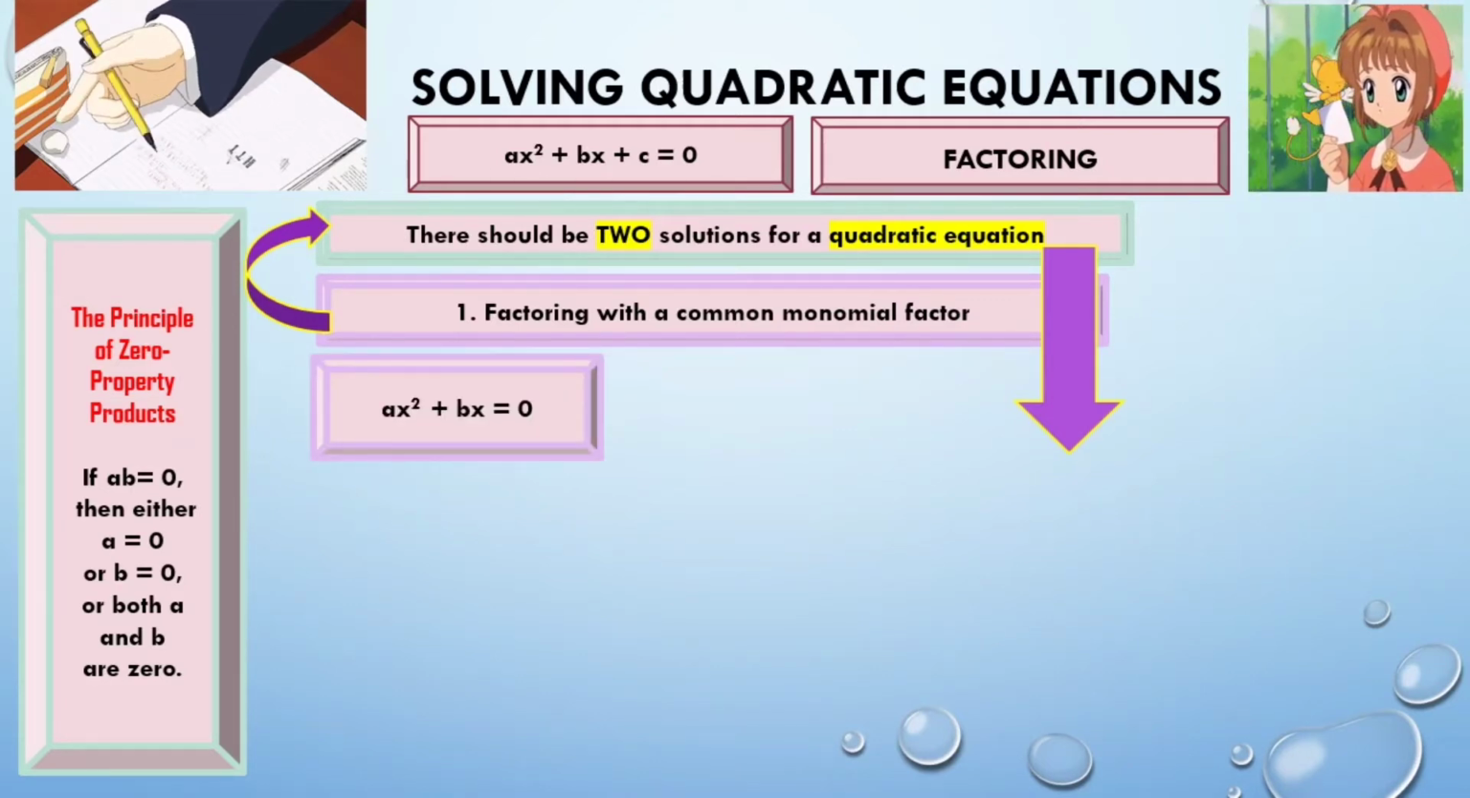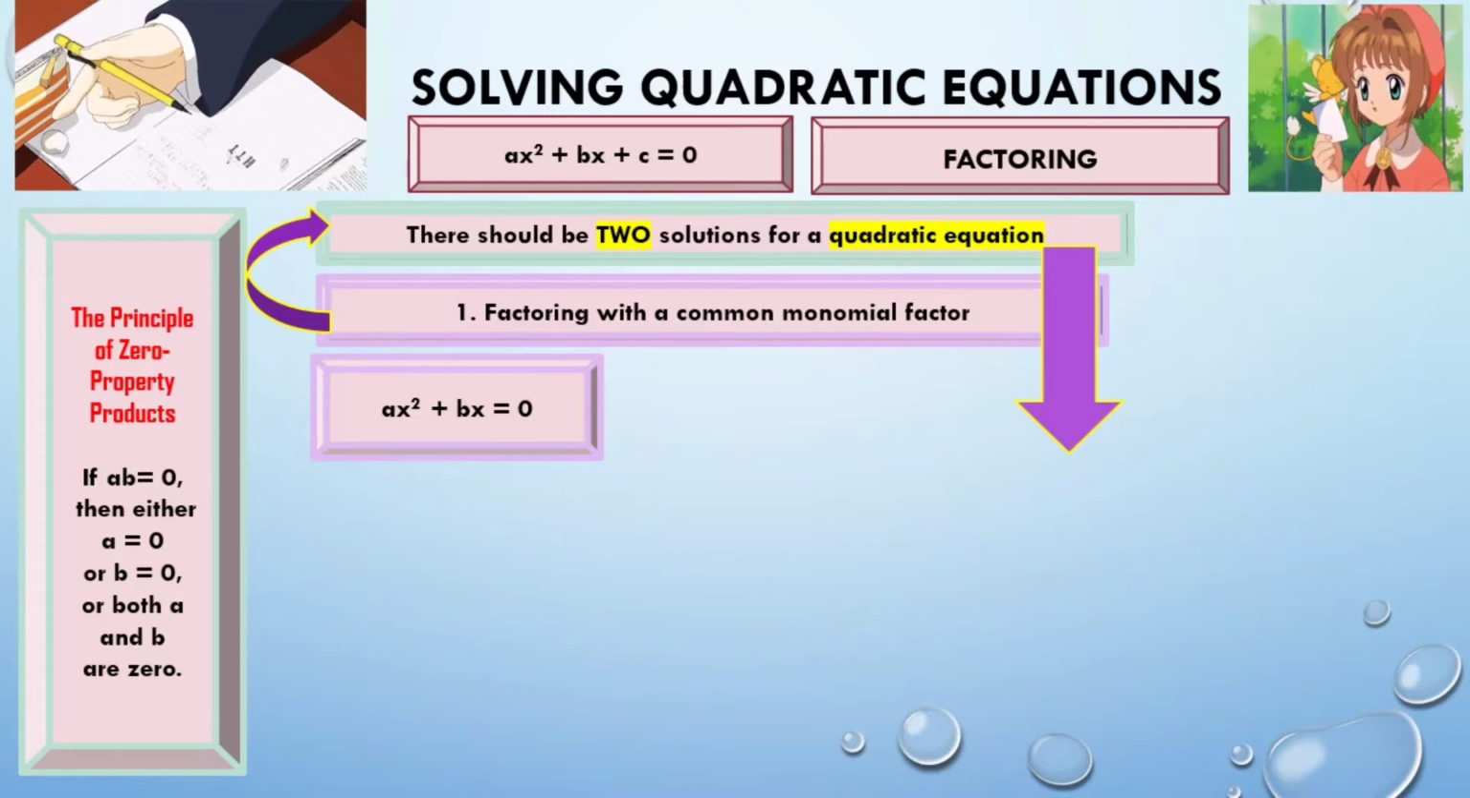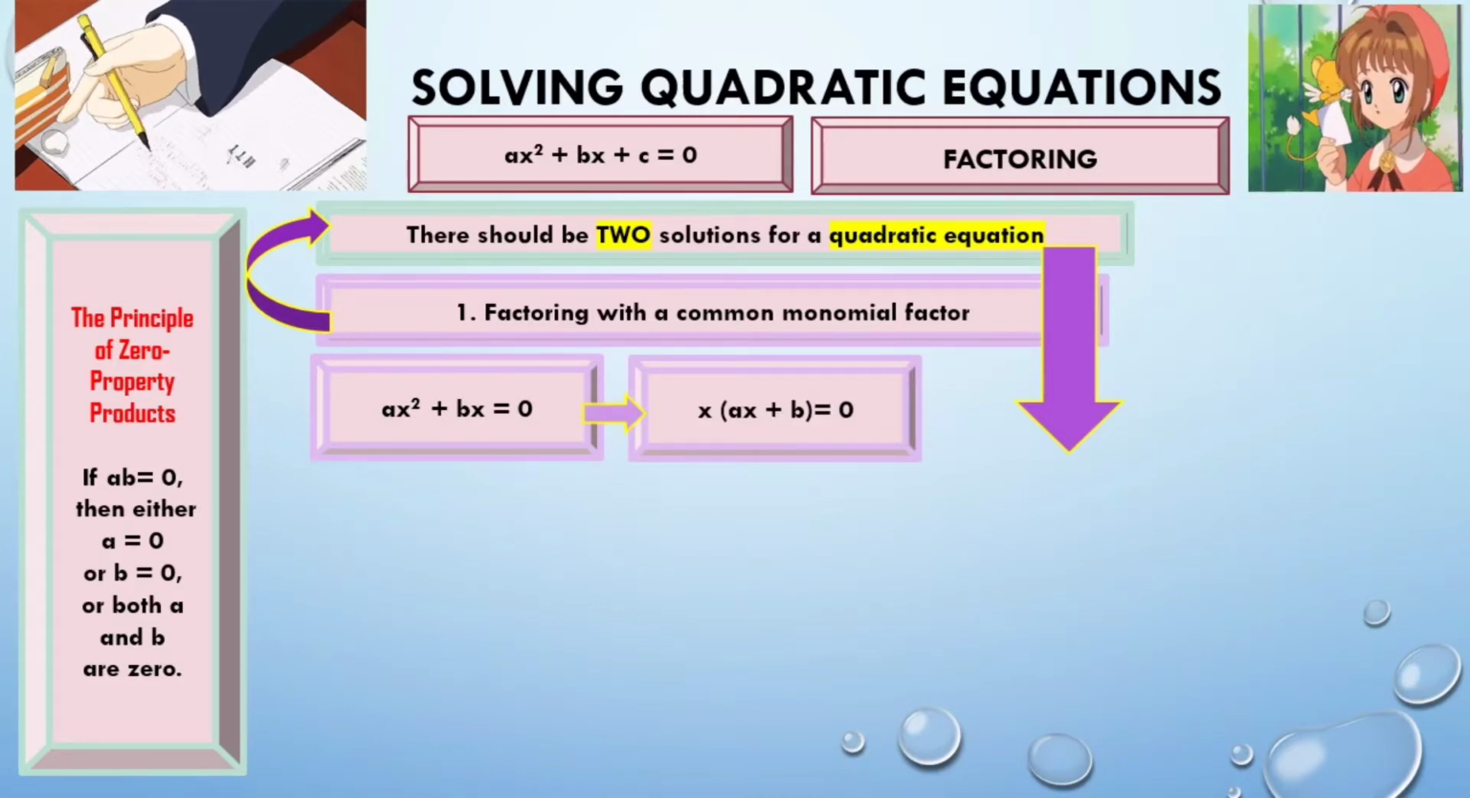So what could be the factors if we are given this equation, ax squared plus bx is equal to 0? As you can see, we have no value for c here, but how can we factor that out? To factor, you just find the common factor of ax squared plus bx. So what do you think is the common factor of ax squared plus bx? Of course, that's x. So x will be divided from both terms.